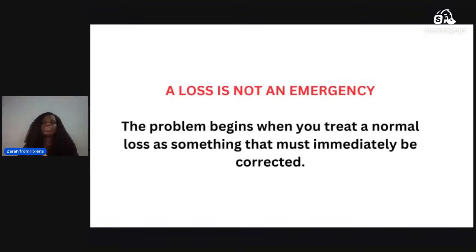Now, a loss when it comes to your trading in a prop firm is not an emergency at all. The problem is that a lot of traders feel like if I make a loss in my trading, it's a problem that needs to be fixed right now. It's not. Losing a trade while trading your prop firm doesn't mean you now have a trading SOS, that this problem needs to be fixed right now. So you're now trying to find the next trade to take just to recover the loss so that your account doesn't go into drawdown.